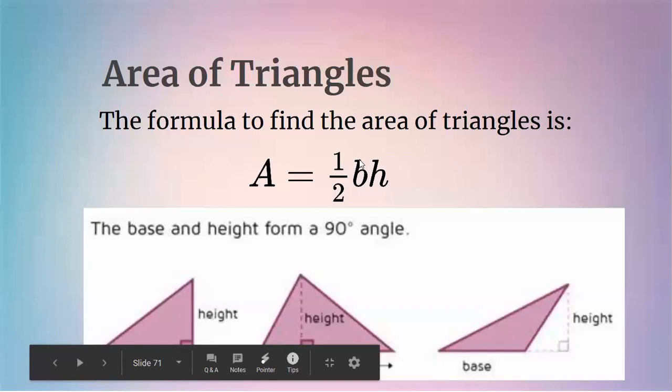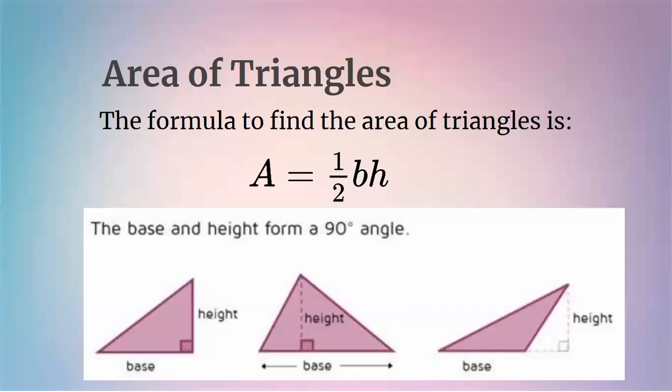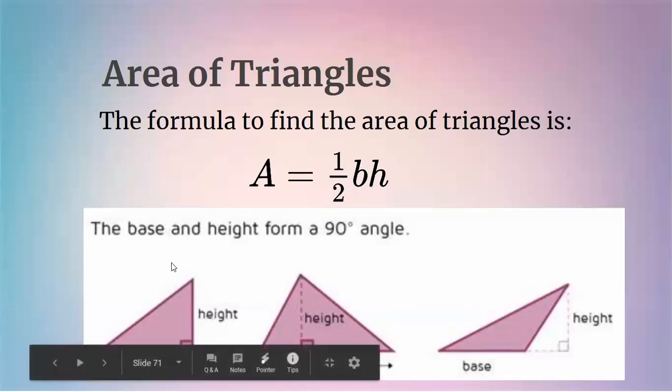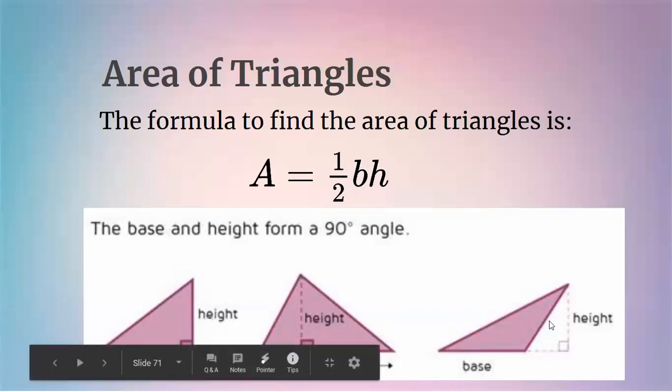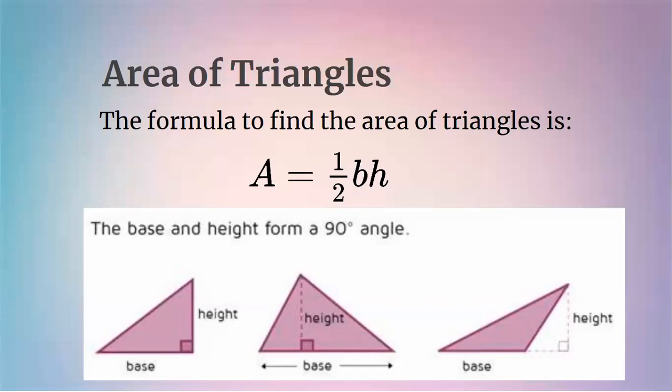Now we're moving on to area of triangles. The formula to find the area of triangles is area equals 1/2 times base times height. So the base and the height right here. We know that the base and height form a 90-degree angle, so you get the full height and everything. All right, let's look through this whole formula. So we have a right angle, we have an acute angle, and then I believe that's an obtuse angle. Obtuse triangle, my bad.